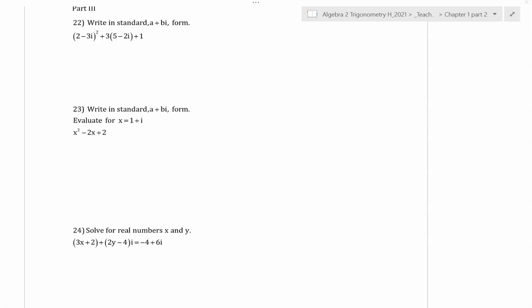So we made it to part number 22. We're going to write in standard form, which is a plus bi form. So we need to do some simplifying. Notice if you have 2 minus 3i, quantity squared, that's 2 minus 3i times 2 minus 3i, and then we can distribute. So go ahead and pause the video and simplify to a plus bi form.